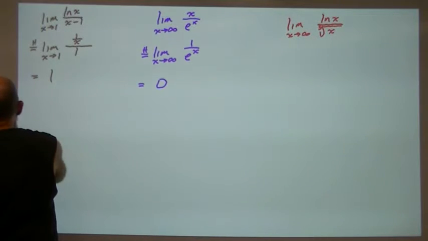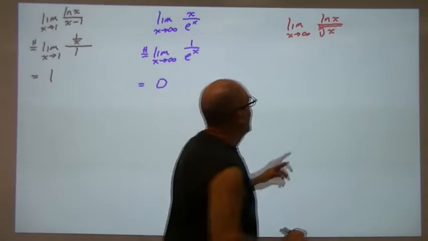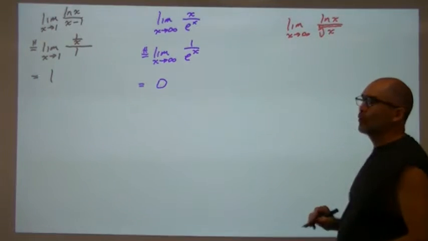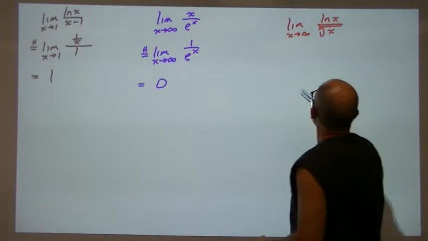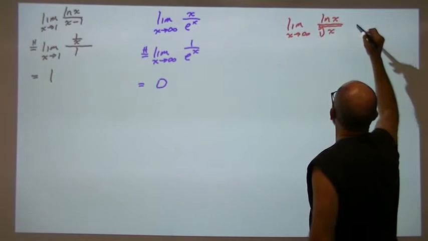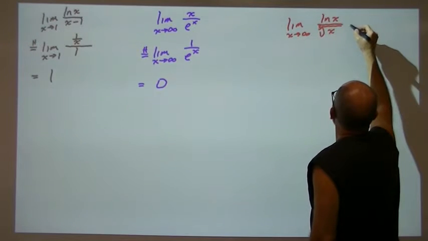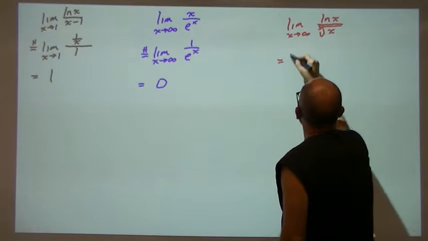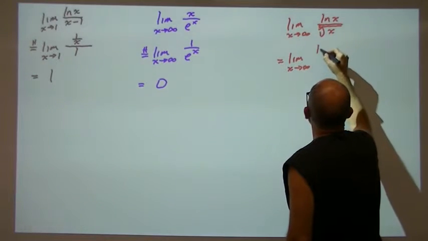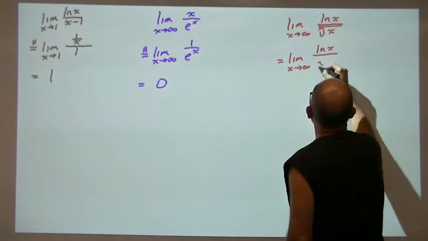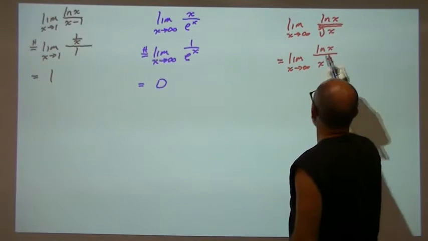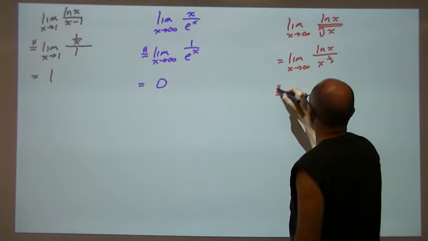Okay, now, the limit as x approaches infinity of natural log x over the cube root of x. So this is going to be infinity over infinity. And let's just rewrite this: the limit as x approaches infinity of natural log x over x to the 1/3. Okay, now I can see it's infinity over infinity, so I'm going to do L'Hopital.